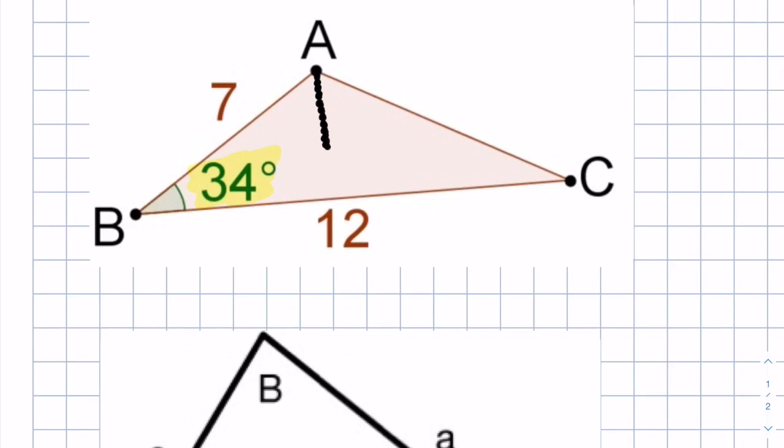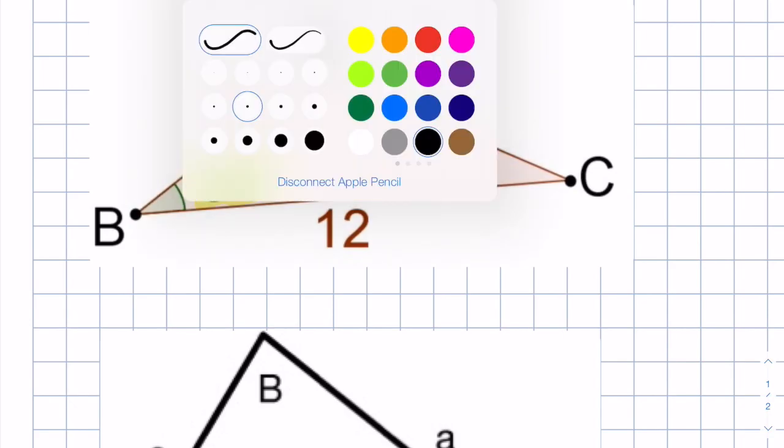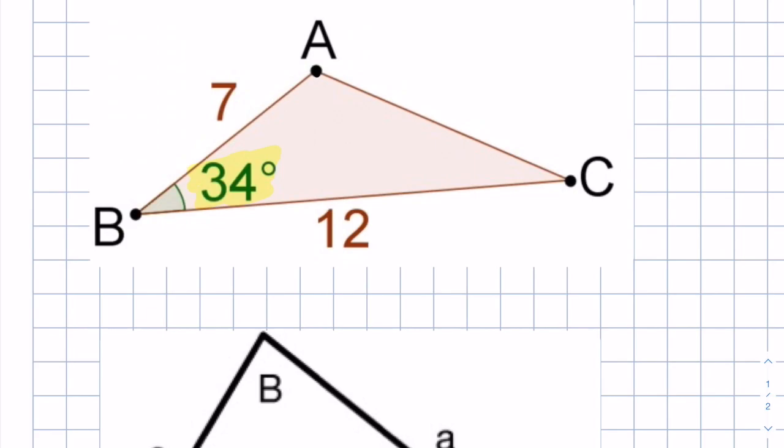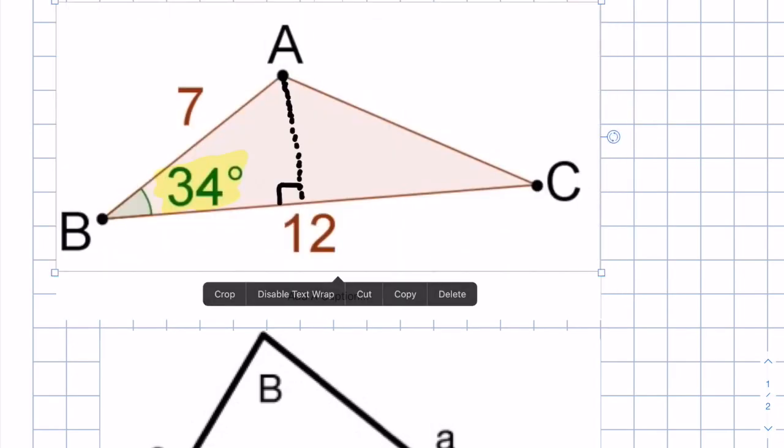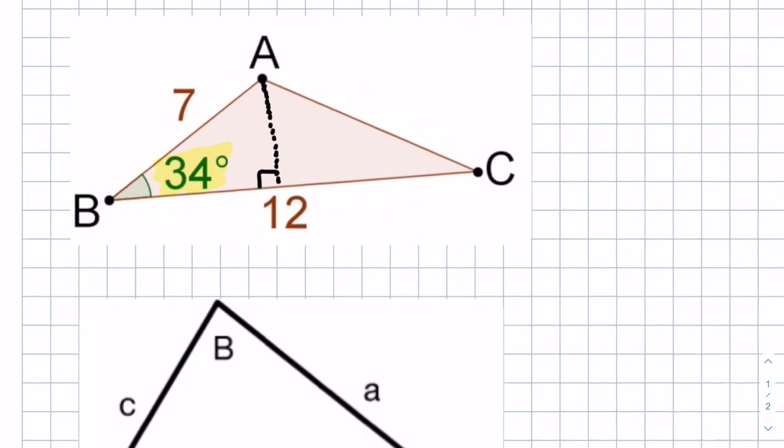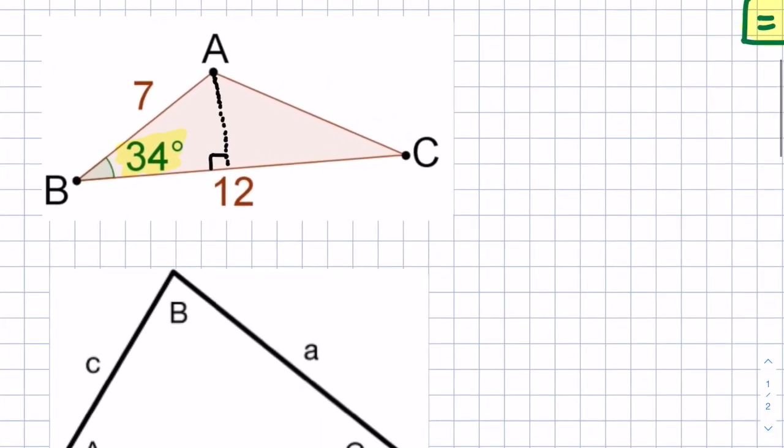Let me get smaller little dots there. So we can kind of imagine a height right there, right? And because we know SOHCAHTOA, we could figure out the height of the triangle. So I'm going to go over here to the side real quick, and I'm going to sketch that triangle that we have.